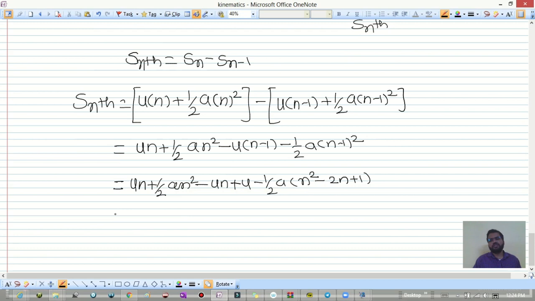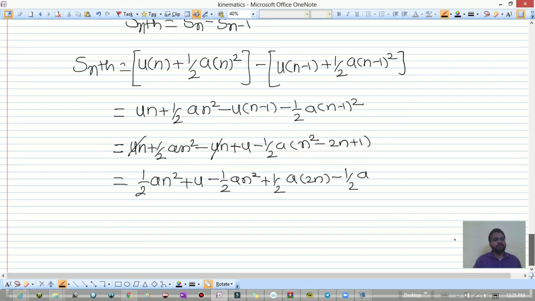So if you just cancel it out, you will get the u_n gets cancelled, so you will get 1 by 2a n squared plus u minus 1 by 2a n squared, and this plus 1 by 2a into 2n minus 1 by 2a is the expansion of this. So 1 by 2a squared, 1 by 2a squared gets cancelled, u plus 1 by 2a common, 2n minus 1, and this is the displacement of a body in nth second.